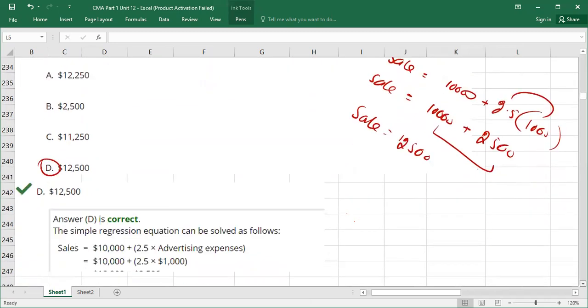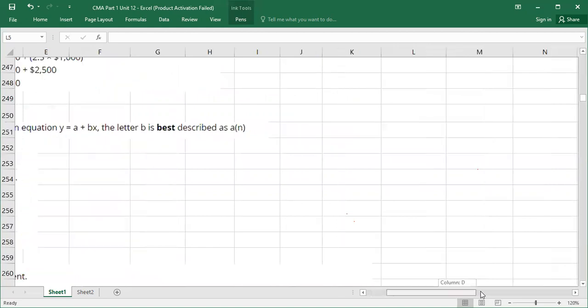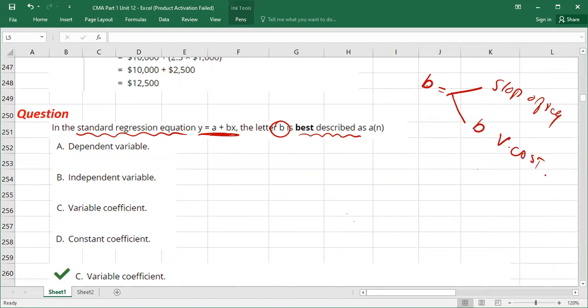So there are a couple of questions, guys. I'm just showing you one more question. The remaining you will practice at home. They're telling you, in the standard regression equation, what was the equation? Y is equal to A plus BX. The letter B is best described as what? You know, B in the graph is the slope of the regression line. But in calculation, B is your variable cost. Variable cost is also called variable coefficient. It means letter B represents what? Variable coefficient. Understood?